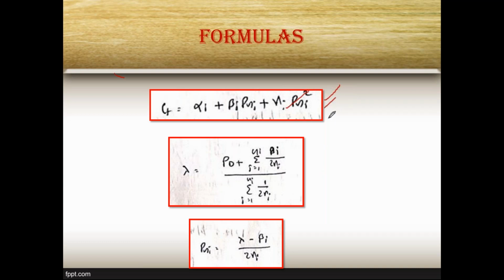For the first case we are using these three formulas. One is the cost equation. This equation is called the incremental cost equation, and lambda is equal to PD plus summation of i equals 1 to n of beta i divided by 2 gamma i. This derivation we already derived in the last class. And the next one is Pg1, which we also got from this equation. So by using these three equations, we can find the Pg1, Pg2, Pg3 values. Finally, we will get the total cost value.